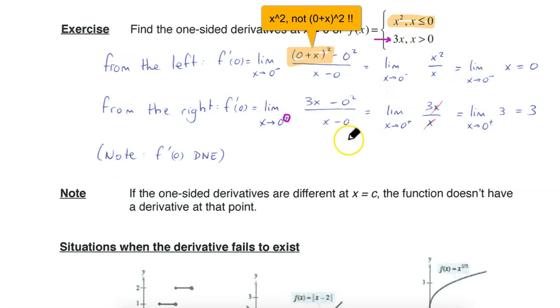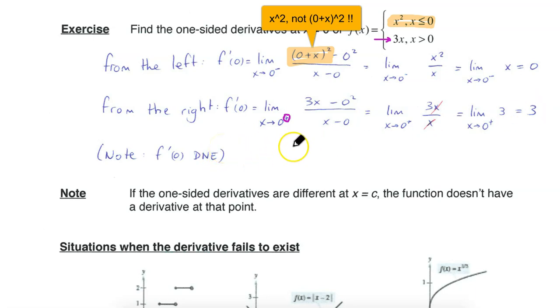Over x minus 0, we have 3x over x. The x's simplify, and therefore, after direct substitution, but there's nothing to substitute in, we get that the slope from the right is 3. So there's a problem. The slopes disagree. On the left side, the slope is 0, and on the right side, the slope is 3. Therefore, even though that was not the question, we can conclude that f prime of 0 does not exist.